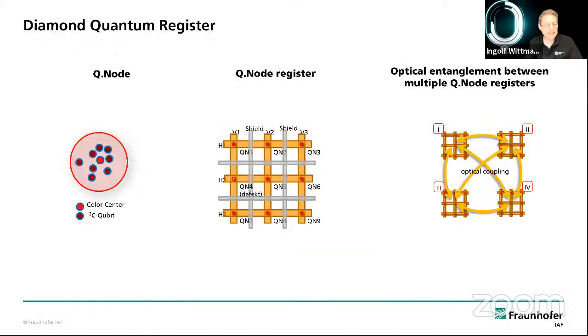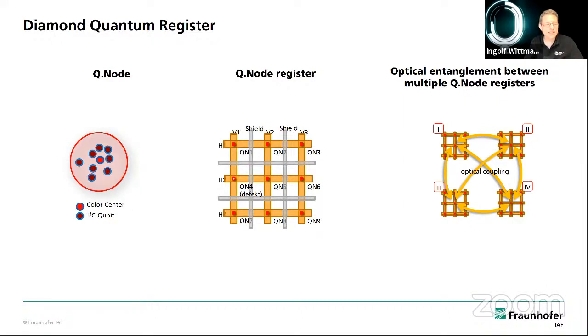Okay, so how to build qubits out of diamonds? A Q node, that's the smallest environment. A Q node is representing a diamond with one color center, and that is representing one qubit.